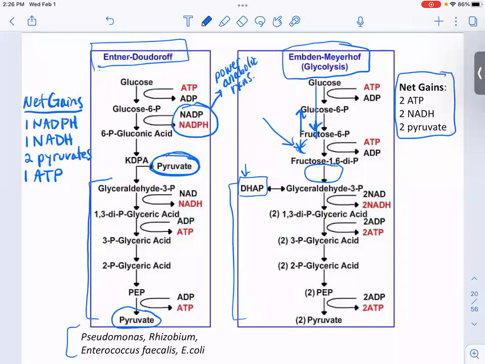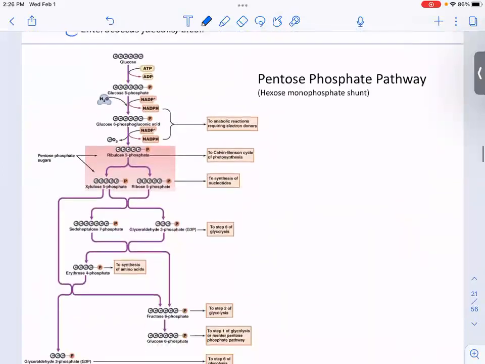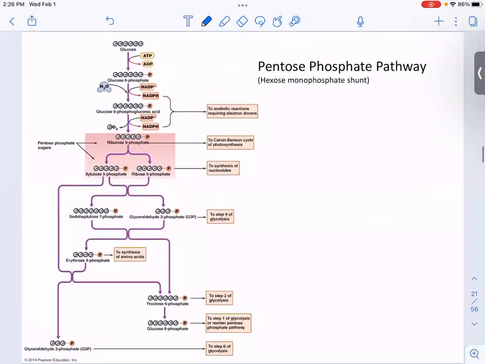Okay. There is one more alternative to glycolysis that we need to talk about, called the pentose phosphate pathway. And this one looks complicated. We'll break it down. Sometimes it's referred to as the hexose monophosphate shunt. I won't ever call it that because that name just doesn't make as much sense to me. Pentose phosphate pathway makes more sense to me, and we'll talk about why that is.